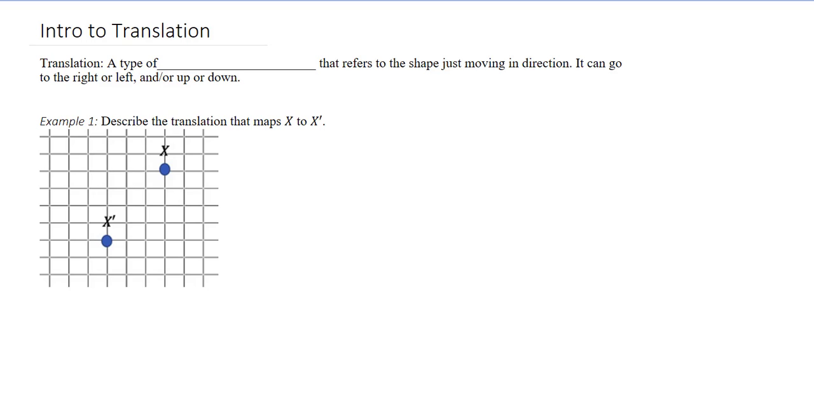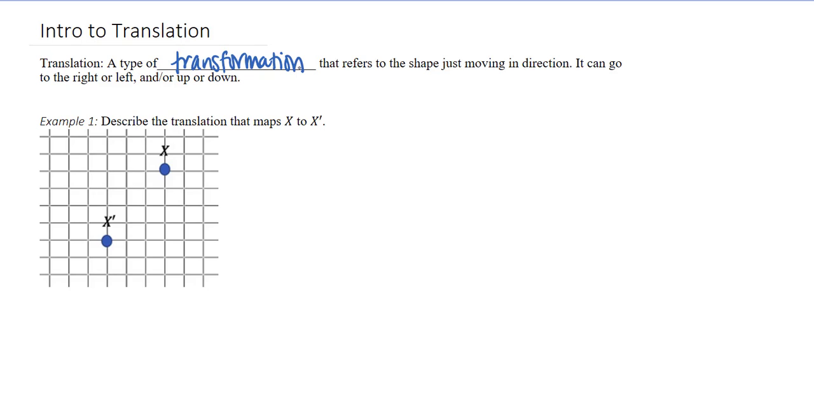Intro to translation. So translation is a type of transformation that refers to the shape just moving in direction. It can go to the right or left and/or up or down, meaning it could go right and then up, or it could just go right. That's what that means. So let's look at the first example to see what this means.